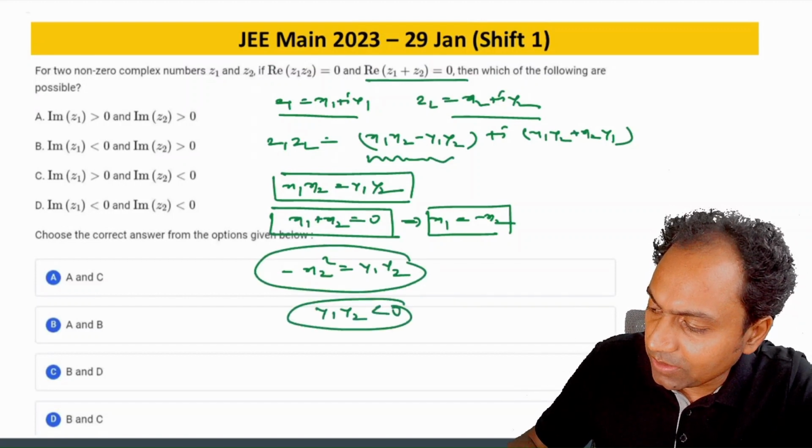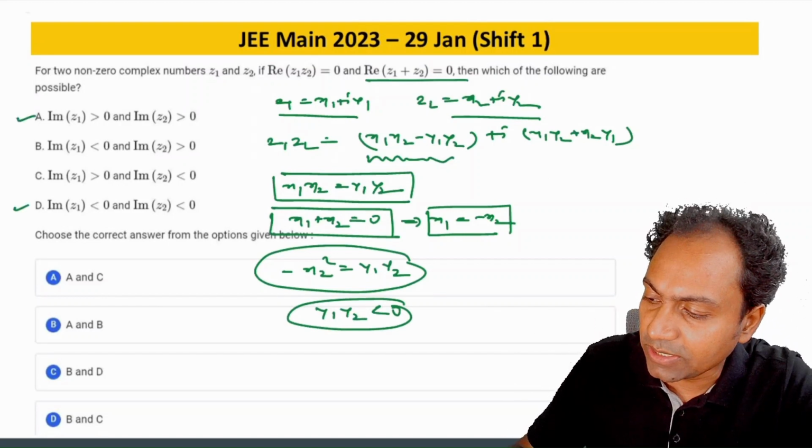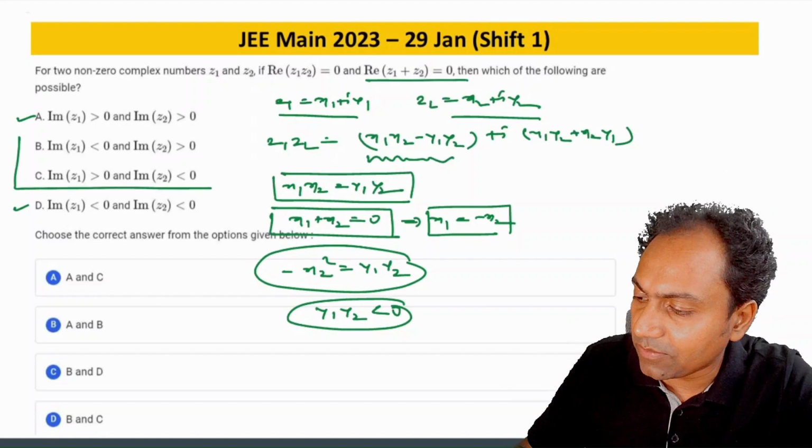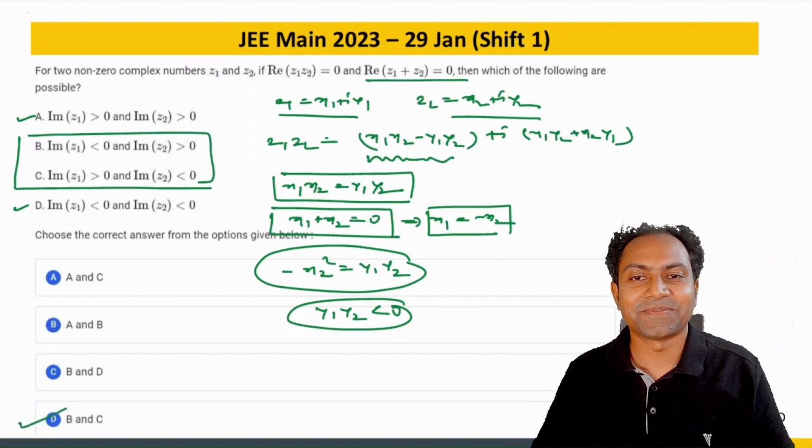And that would mean y1 and y2 have opposite signs. Now if you look into option A, they are saying they have the same signs. Option D, same sign. But if you look into option B and C, what they talk about is they have opposite signs. Hence option B and C become the correct answer.